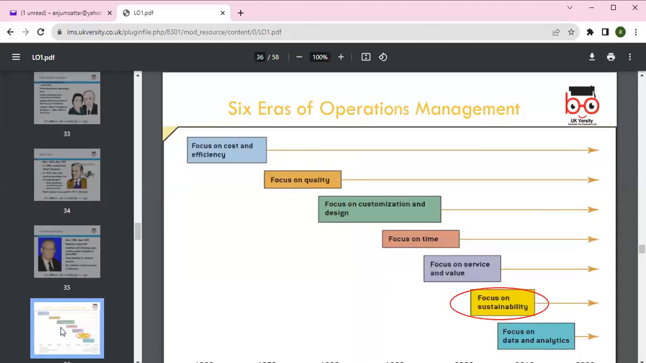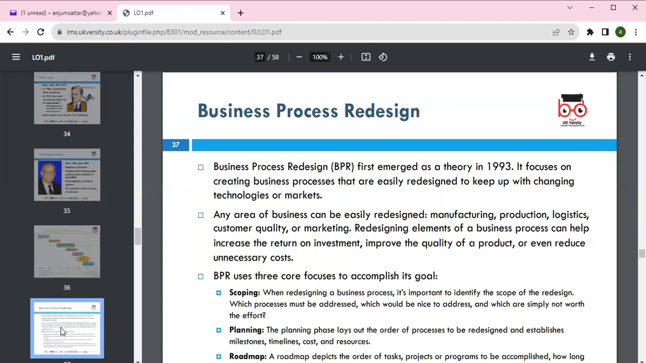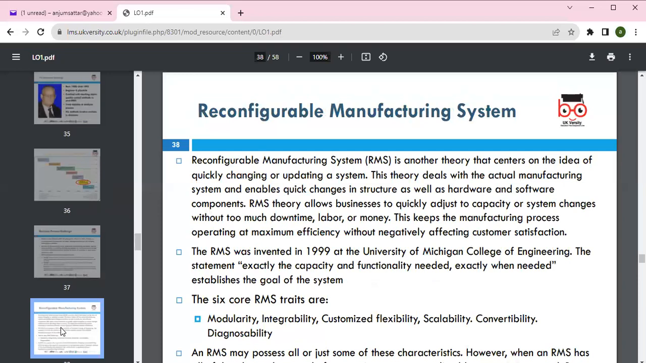All these models are quite good for the six areas of operational management: focus on the cost, the quality, the customization, the time, the service and value, and sustainability. So we can look at business process redesign, that's BPR, which emerged as a theory in 1993, with forecasting, scoping and planning for the redesign. For reconfiguration of manufacturing processes, the RMS system is another theory that centers on the idea of quick changing and updating the system, which is reconfiguration.